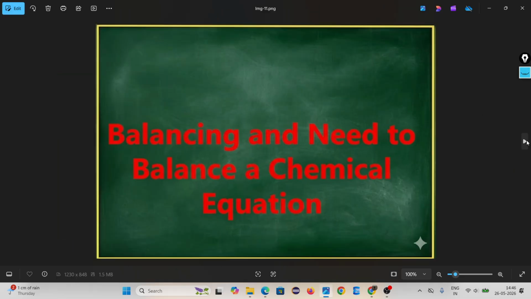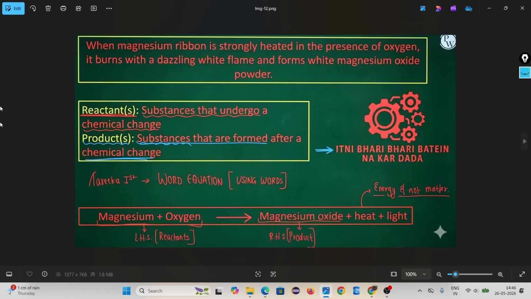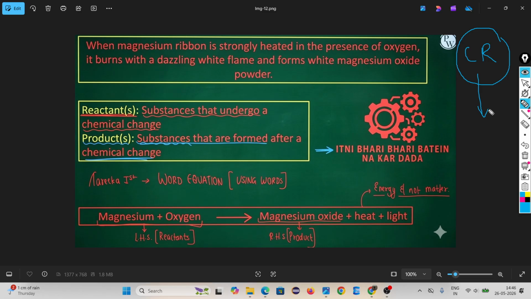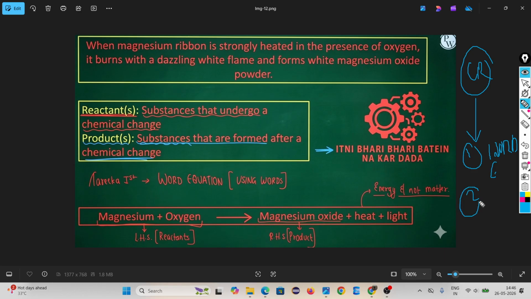Then we start balancing, and we need to balance chemical equations. Before starting balancing, we have to understand what a chemical reaction is. Chemical changes happen through a process called a chemical reaction. To represent a chemical reaction in a shorter format, we have two ways. One is a word equation, and the next one is a chemical equation.